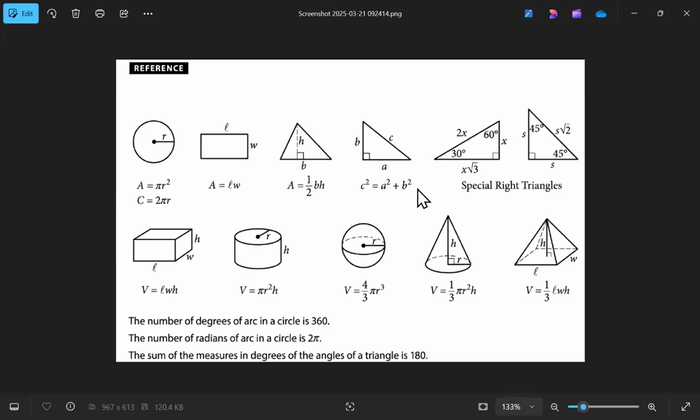This is the reference section which will be provided on the test for you. So it has all the formulas. A few additional also we need to remember, which we discussed here.